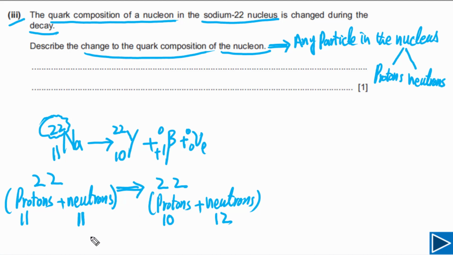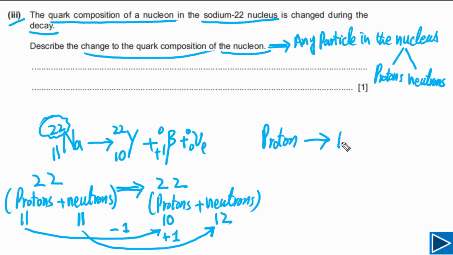So if we look at the neutron number, we can see the neutron number is increasing. And if you look at the proton number, this one is decreasing. So we have minus 1 here. The proton number is decreasing and the neutron number is increasing. So it simply means that in this case, one proton changes into a neutron. So we can write down in this case, one proton decays into a neutron.